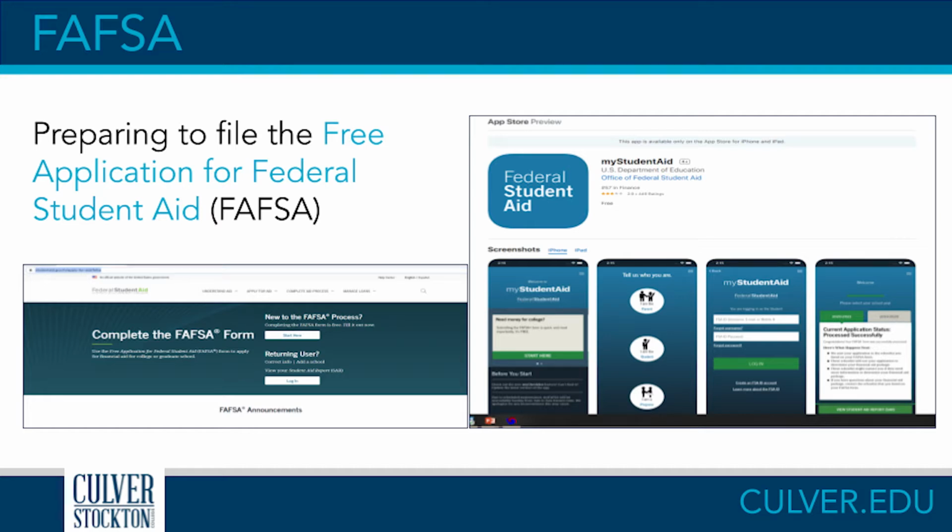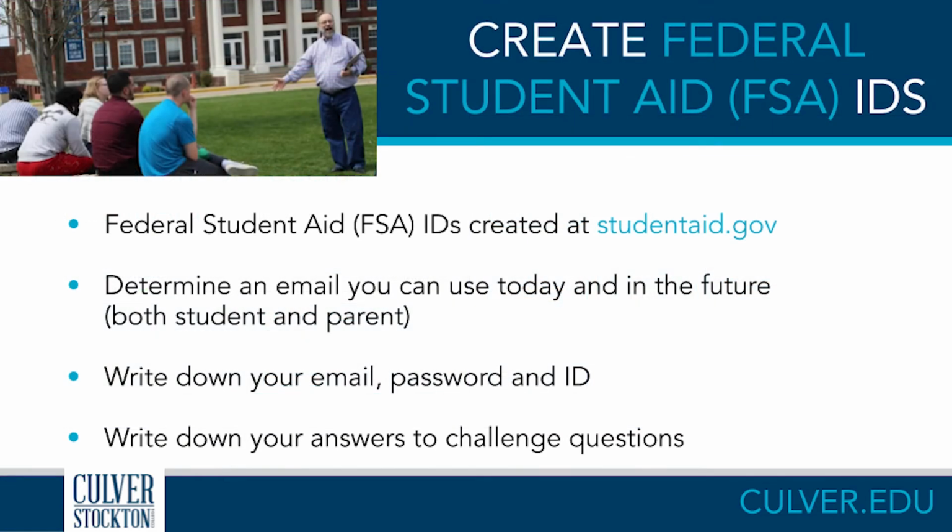The first step is to gather the information you need before you start. If you have all the information together, completing the FAFSA should take only about 15 minutes. Here is the list of what you need. Create your student and parent FSA ID at studentaid.gov.